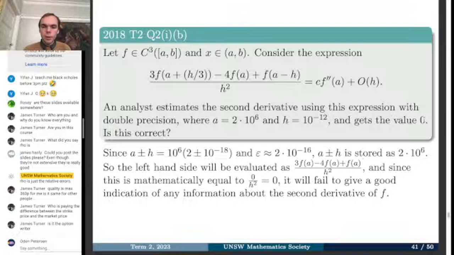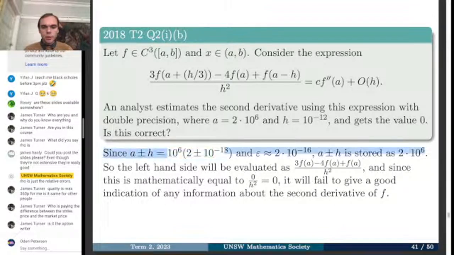And apparently if we do this, we end up estimating f double prime evaluated at a as 0. And I guess the question is whether the precision that we're using here, double precision, is accurate enough for this value of 0 for f double prime to be a reasonable value. And I guess the analysis of this setup that's suggested in the solution is basically along the lines of looking at this a plus or minus h value.